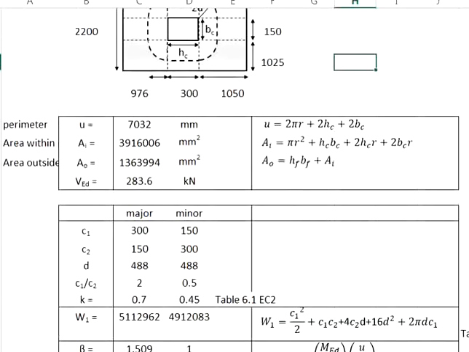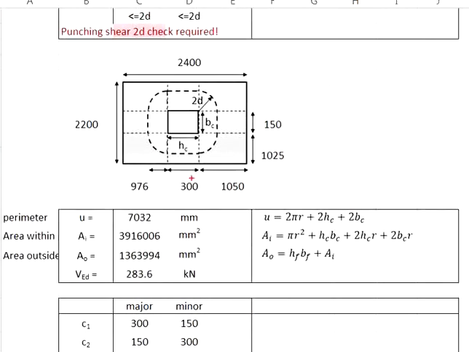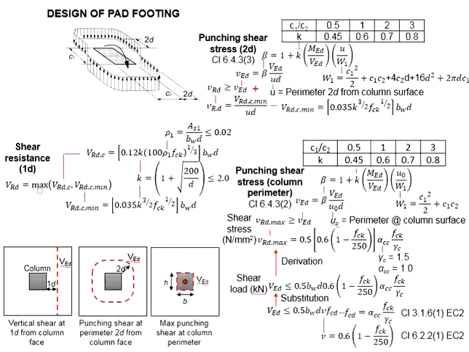Now let us look into the calculation steps. You are strongly encouraged to sketch the diagram. This shall help you to imagine how the failure looks like, so that you are able to generate these results easier. You need the u to calculate the shear stress, and this u is also used to obtain the factors representing the influence of the moment. This u will be the perimeter of 2d from the column face.